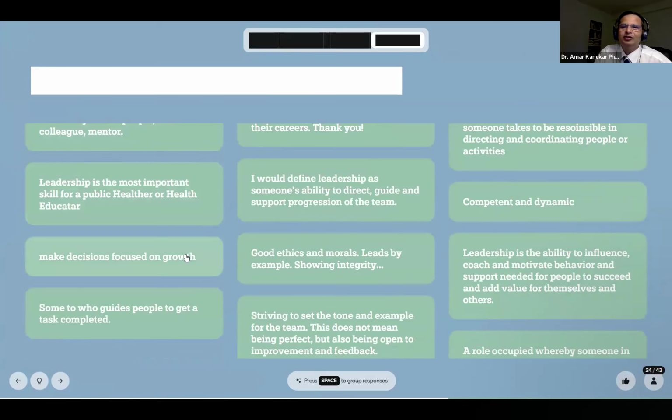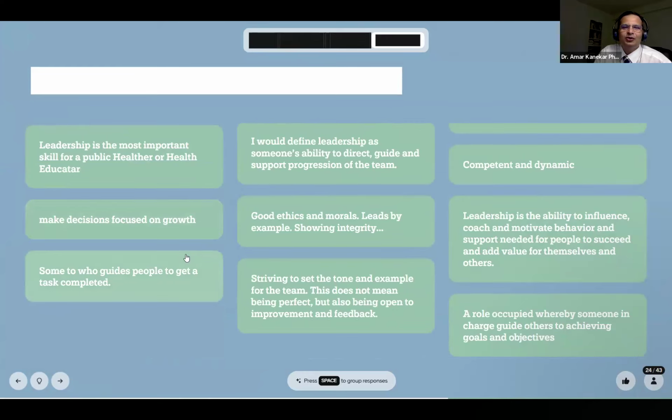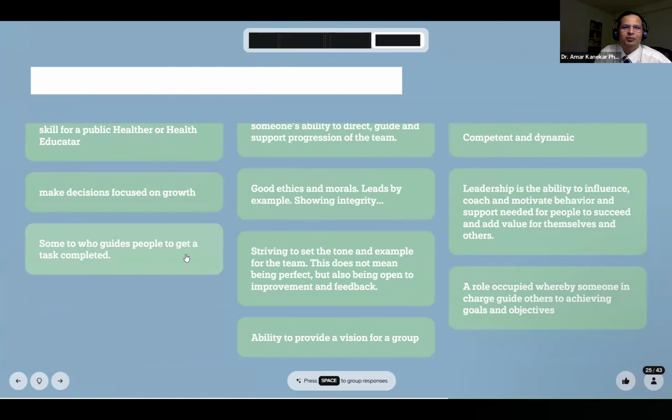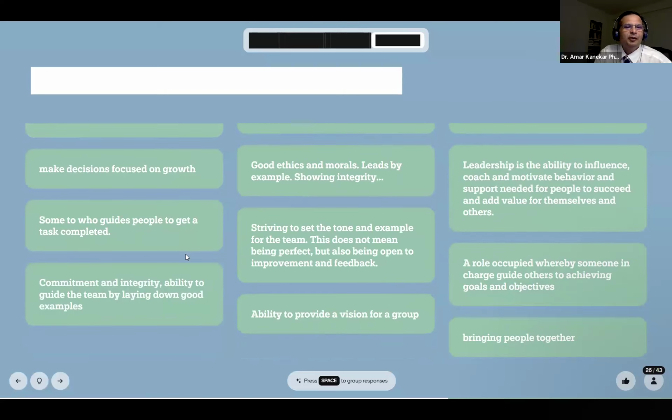Good ethics, morals, competent, dynamic, striving to set the tone and example for the team. This does not mean being perfect, but also being open to improvement. Provide a vision for a group. A lot of good responses. Competent, dynamic, visionary, advocacy, commitment, integrity. So a lot of great qualities in a leader.